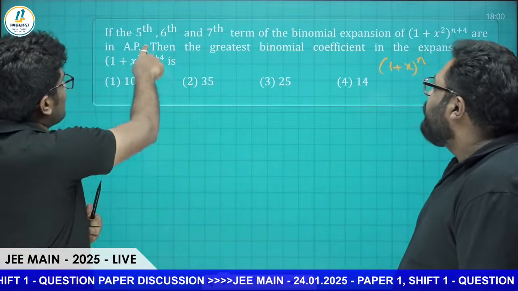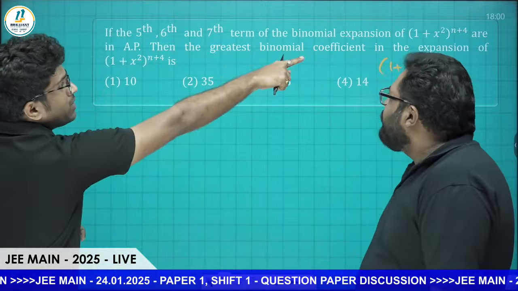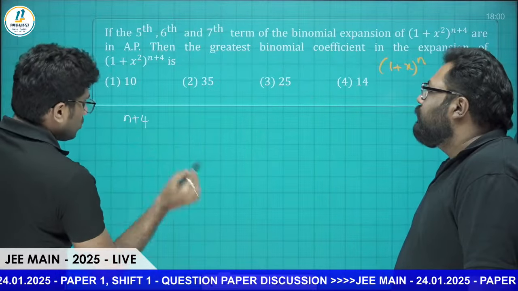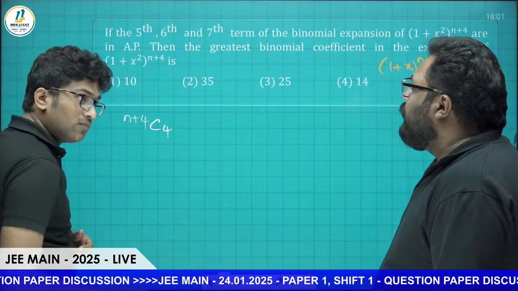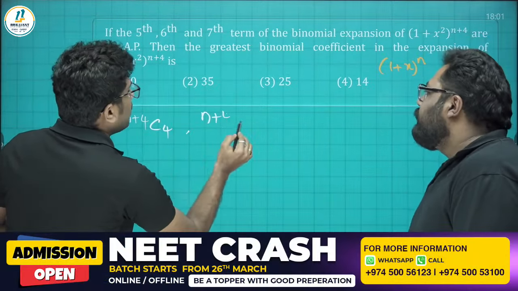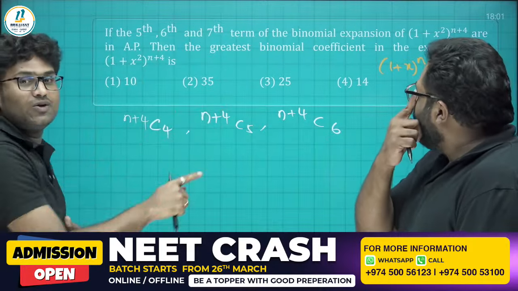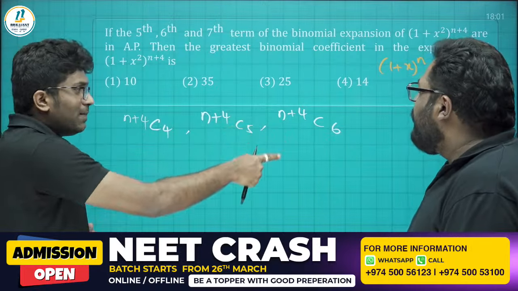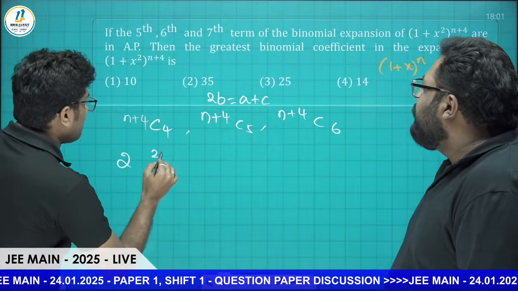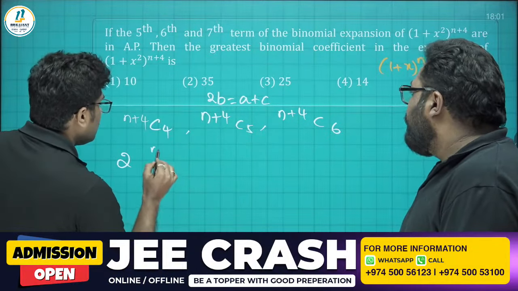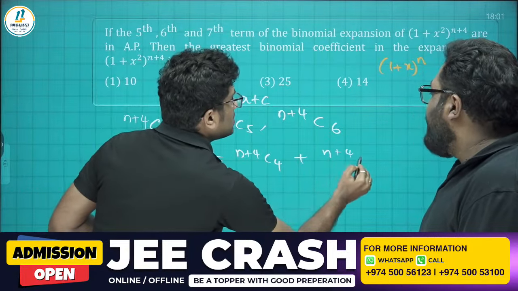First we'll see the fifth term, sixth term, seventh term. I mean the coefficients of these terms are in AP. So here the power is n plus 4. The coefficient of the fifth term will be n+4C4, the coefficient of the sixth term n+4C5, and the coefficient of the seventh term n+4C6. Now these three values are in arithmetic progression. If A, B, C are in AP, then 2B is equal to A plus C. So 2 times n+4C5 is equal to n+4C4 plus n+4C6.